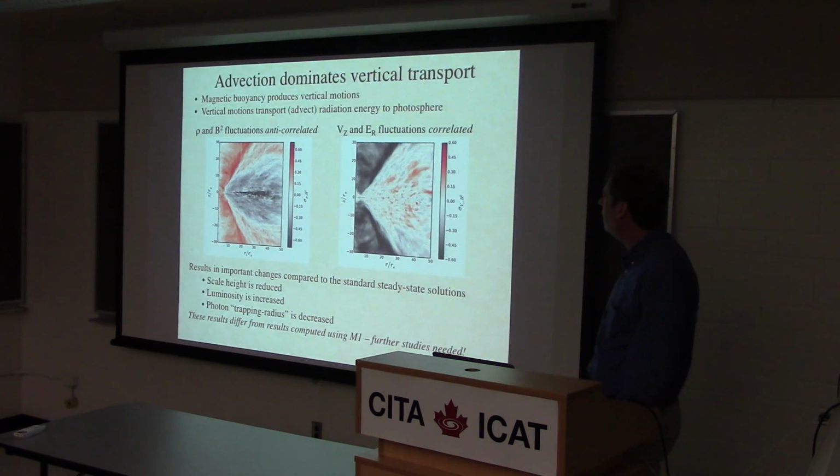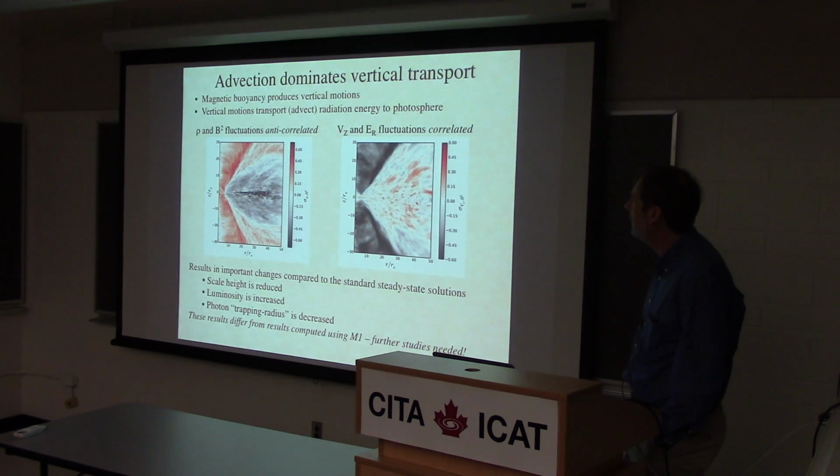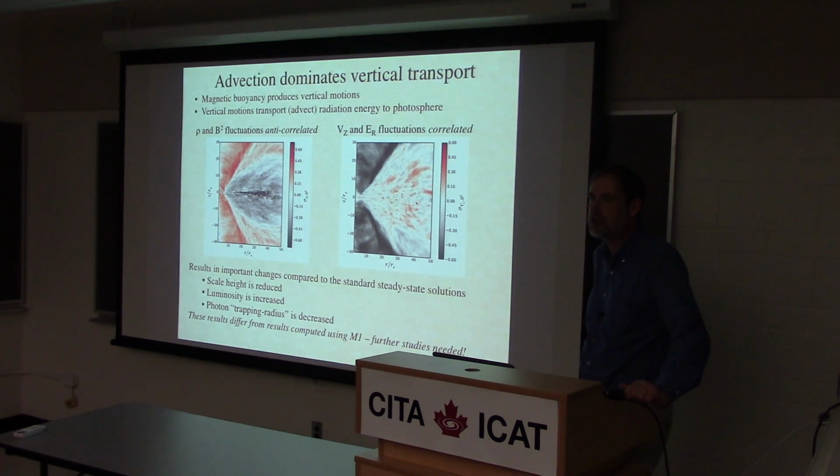And what are the properties of the disk? Well, one of the most important properties is that the efficiency of the radiation transport remains a few percent, 5% or so. And in fact, radiation transport by turbulence is the most important mechanism for cooling the disk.